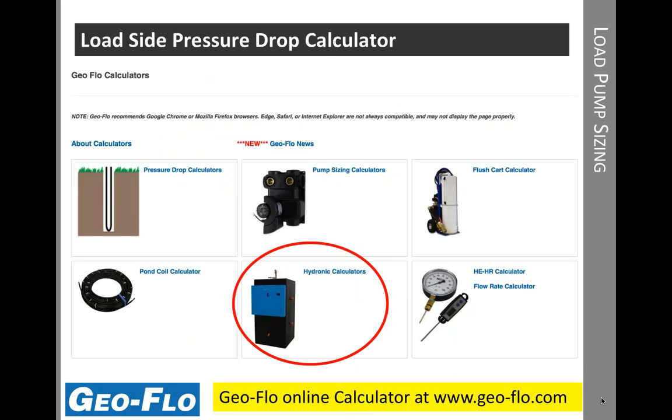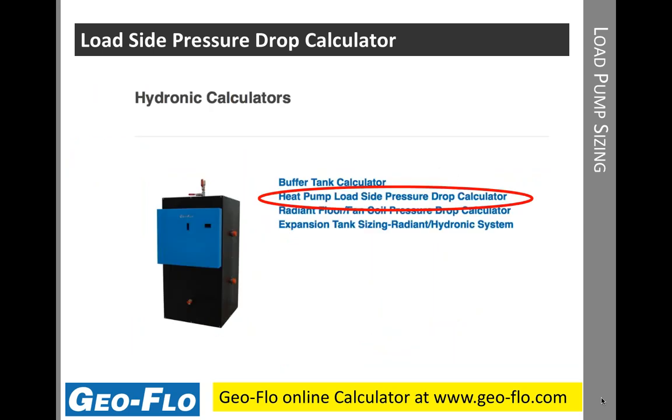So we'll start with the pressure drop calculators. If you're not already signed up for the free calculators on the GeoFlow website, if you go to www.geo-flow.com and click on the Design Calculators link, you'll be able to sign up for these free calculators. So we'll be using calculators today for all of the sizing. You could certainly do it by hand, but this just makes it much quicker. We're looking at the hydronic calculators for the applications we're talking about today. And the first one, part one of this webinar, is the load side pumping. It's called the heat pump load side pressure drop calculator.